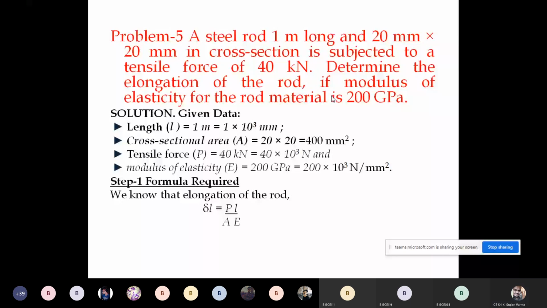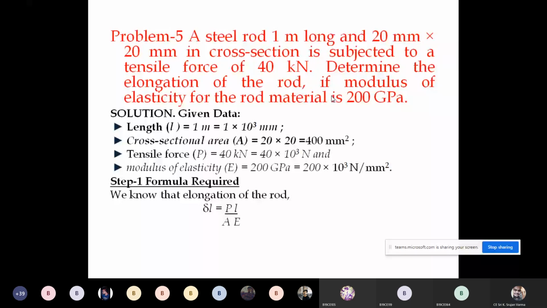Can you tell me how much is 1 gigapascal? 10 to the power 9, sir. Yes, 10 to the power 9. Very good. 1 gigapascal is 10 to the power 9 pascals.